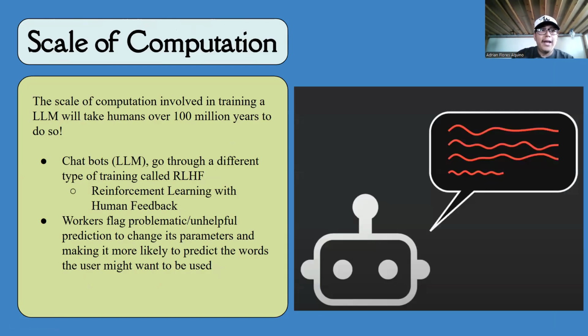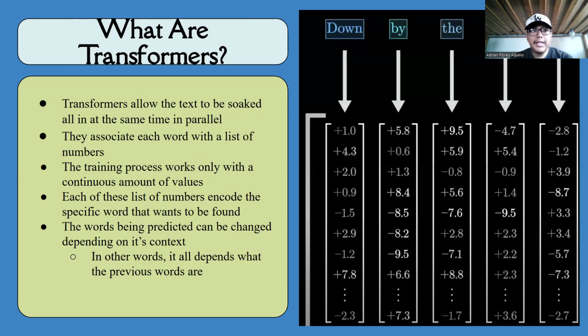And when talking about the scale of computation, if we were to do the amount of reading that the model actually does, it would take us about 100 million years to do so, which is quite a lot if I'm being honest. And chatbots, also known as language models, also go through a different type of training, which is called reinforcement learning with human feedback. This is pretty much just workers behind the scenes flagging any problematic or unhelpful predictions that the language model makes, allowing it to be more accurate and learn from its mistakes.